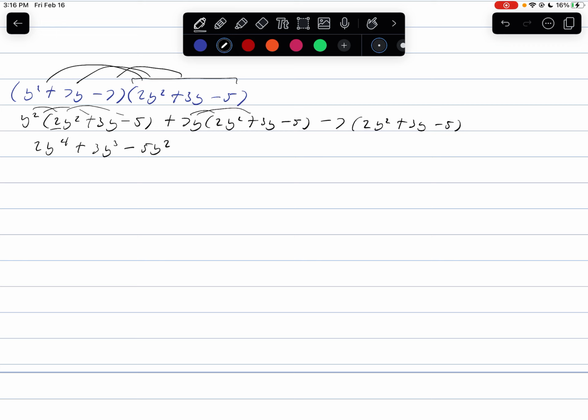Okay, now we can distribute the 7y. That's going to give us 14y to the third plus 21y squared minus 35y. And then we can distribute the negative 7 here. So we'll have minus 14y squared minus 21y plus 35.